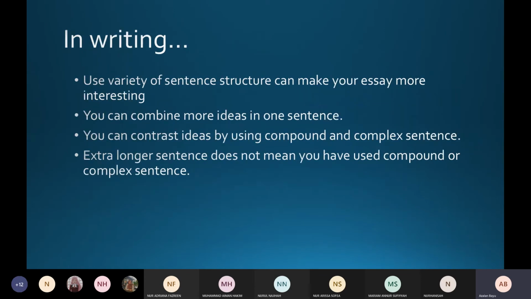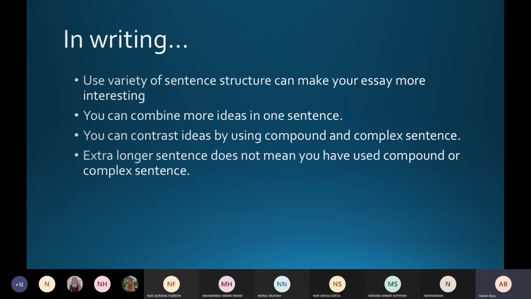Subordinators terlalu banyak. In writing, alright, you must use a variety of sentence structure to make your essay more interesting. Okay, berbanding kalau you gunakan simple sentence je kan, so orang baca tak menarik. And bila you gunakan banyak sentence structure, you actually can combine more ideas in one sentence. Alright, ataupun you can contrast the idea by using compound and complex. Kenapa nak combine more ideas? Kadang-kadang you nak kurangkan the number of words. You tak nak meleleh, so you can actually combine kalau perlu.